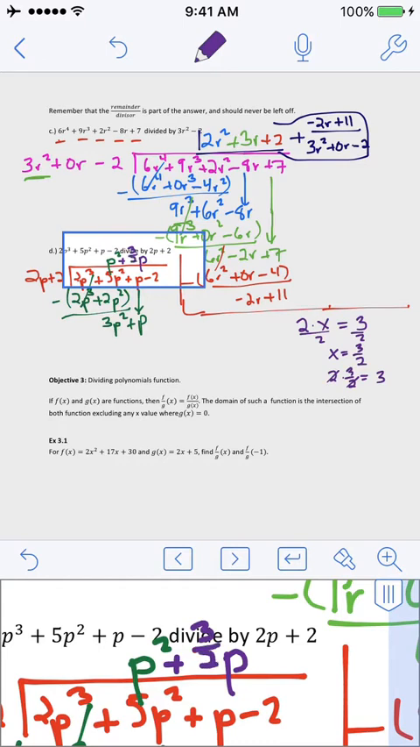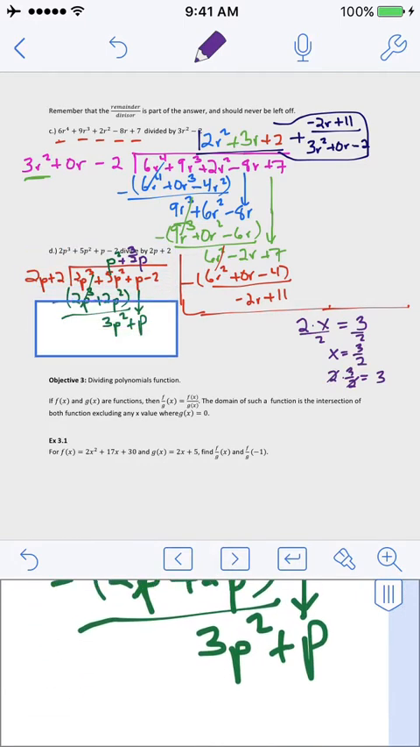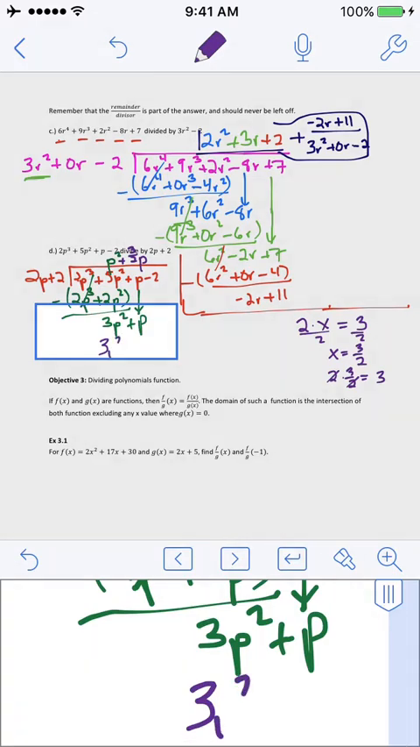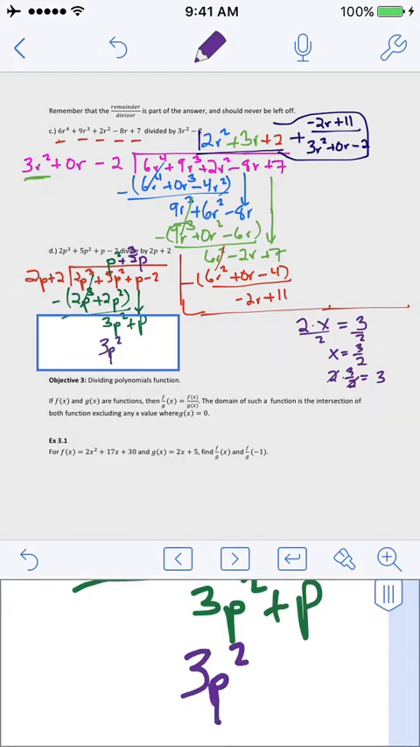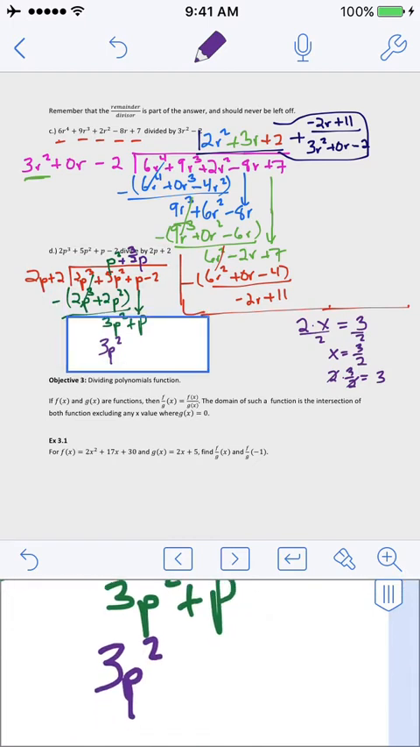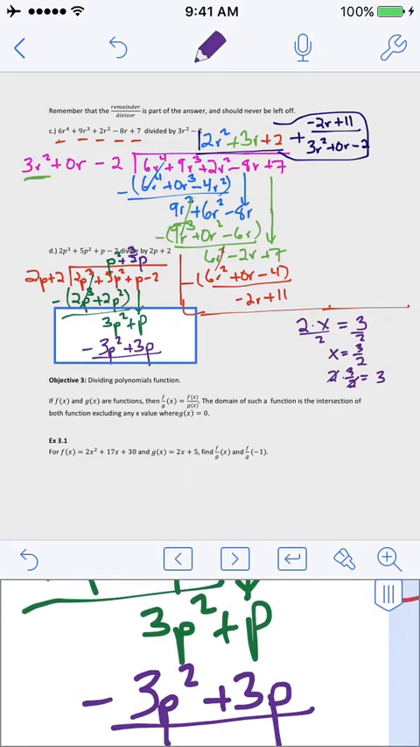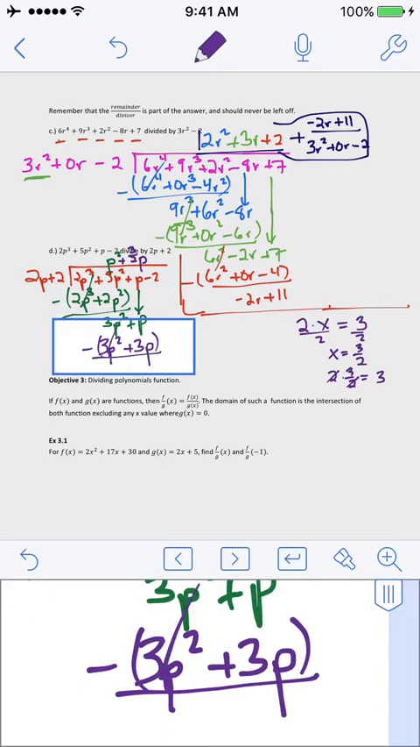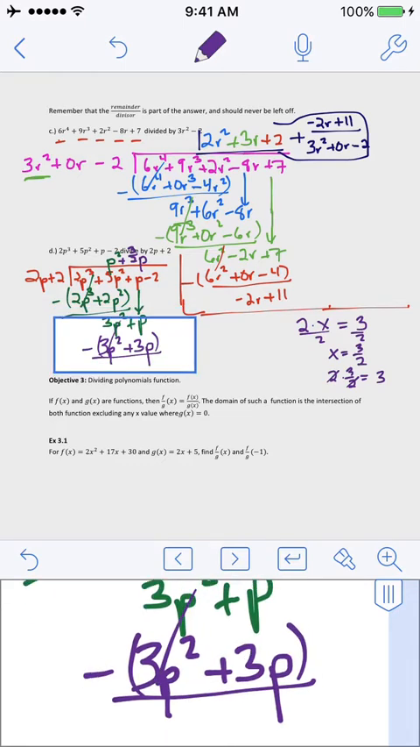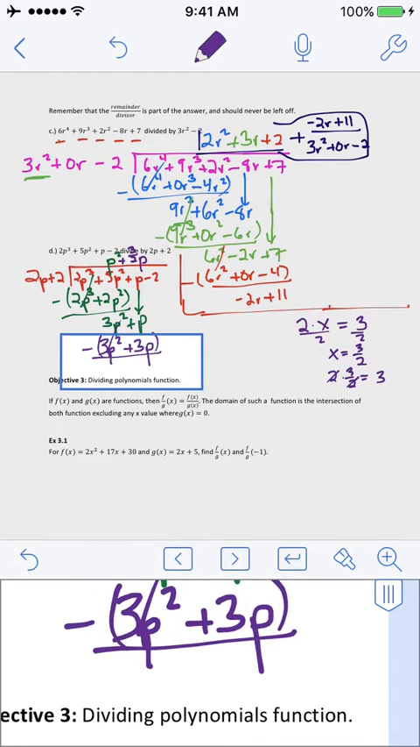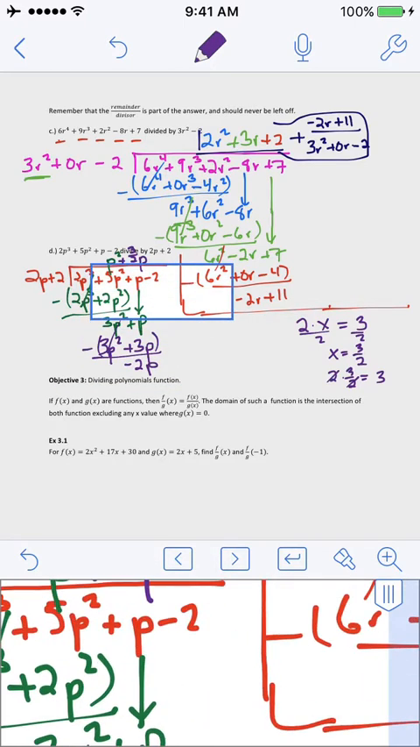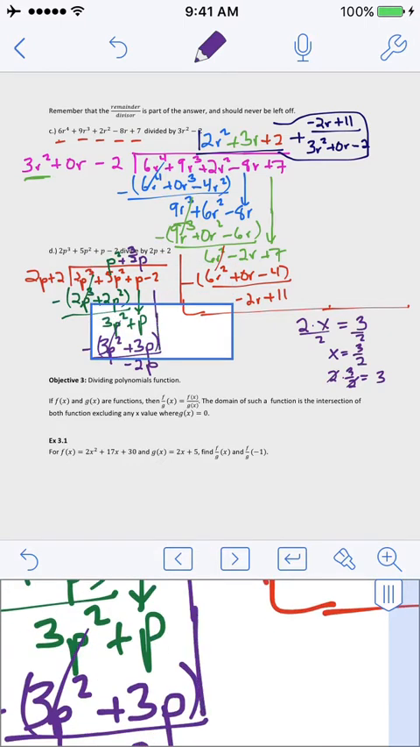3 halves p. Now let's multiply. 3 halves p times 2p is just 3p squared. 3 halves p times 2 is just going to be a 3p. And then we'll subtract. I'm running out of room here, but that's good. So 3p squared minus 3p squared, those cancel out. P minus 3p is going to be a negative 2p. And then I'm going to drag and drop this other negative 2 down.